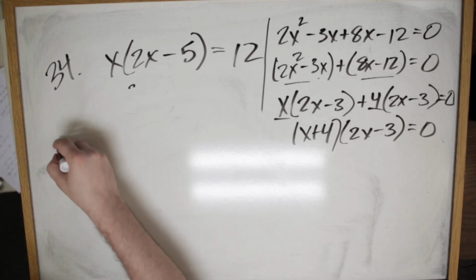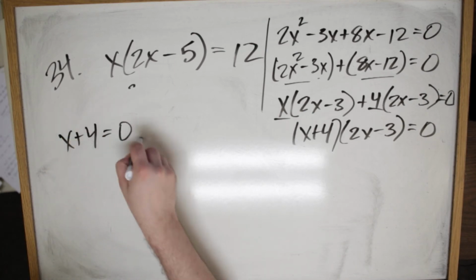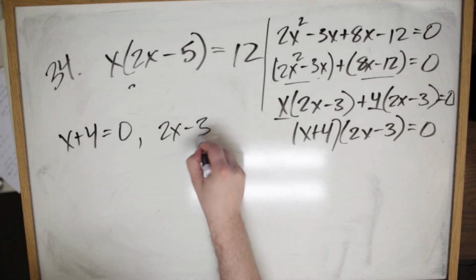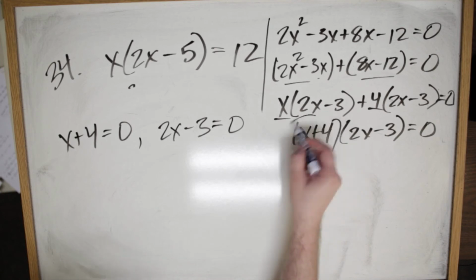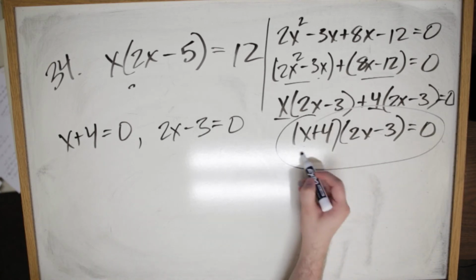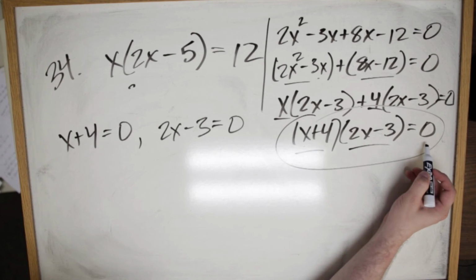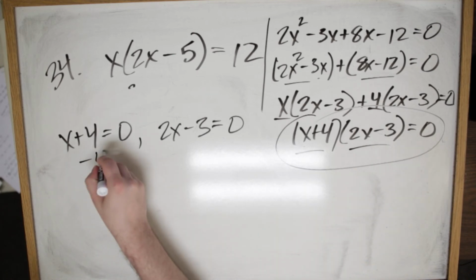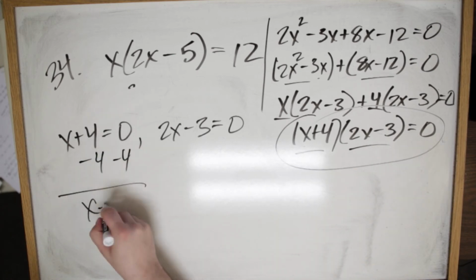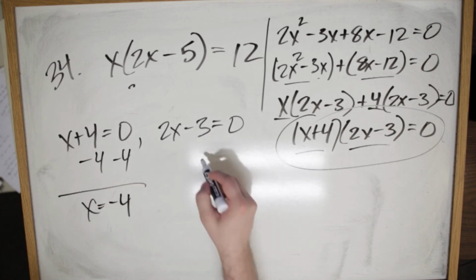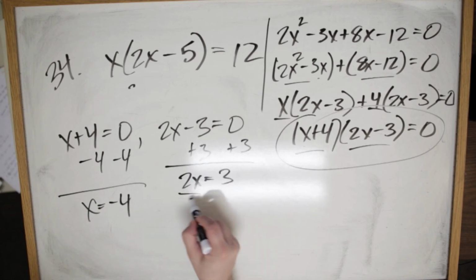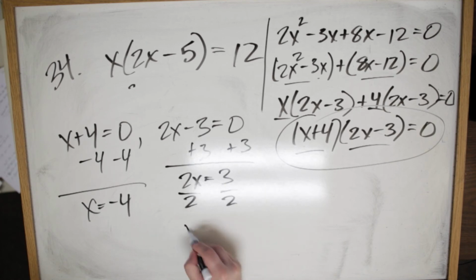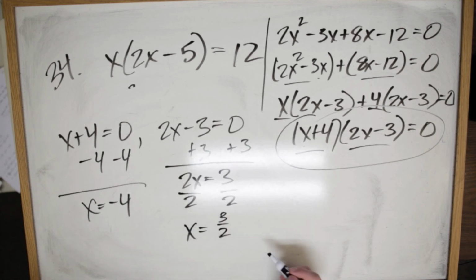So we're going to do x plus 4 equal to 0, and then 2x minus 3 equals 0. Okay? And that is coming again from this piece over here. I set each individual factor equal to 0. So subtract 4 from both sides, and I get x is equal to minus 4. Add 3 to both sides here, and I get 2x is equal to 3. Divide both sides by 2, and x is equal to 3 halves.